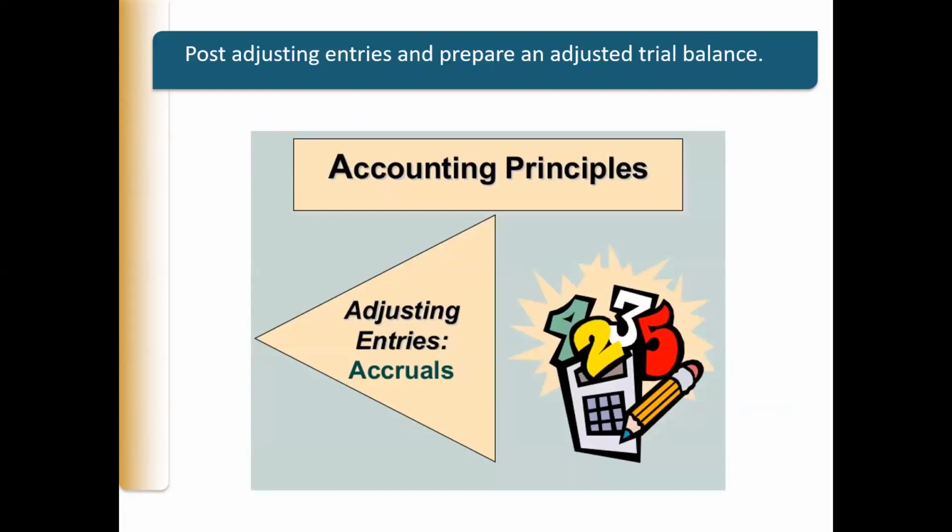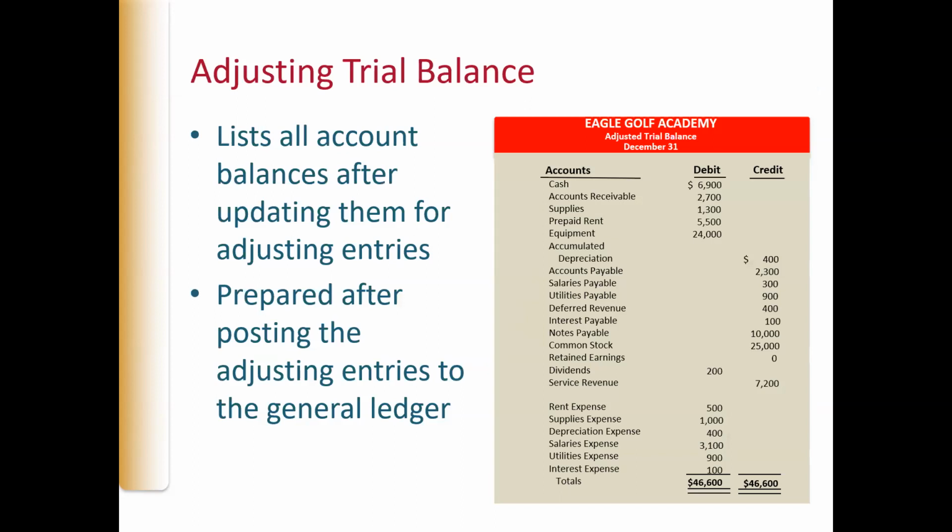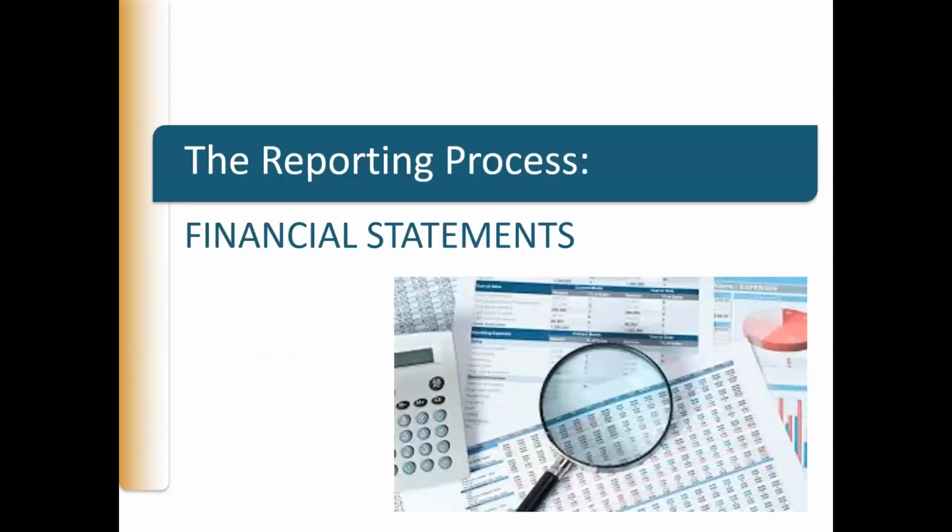After we have created all of the adjusting journal entries, then we prepare what we call an adjusted trial balance. This is just like the original trial balance, but this one lists all the account balances after we've updated all those adjusting journal entries. This gets prepared after we post all of the adjusting journal entries.